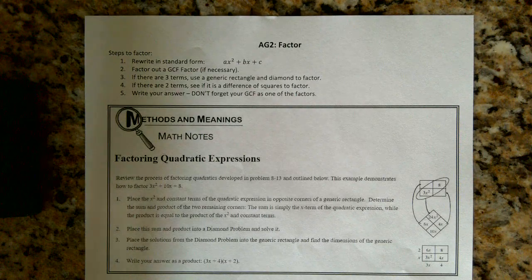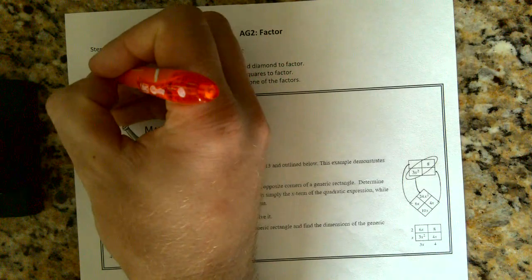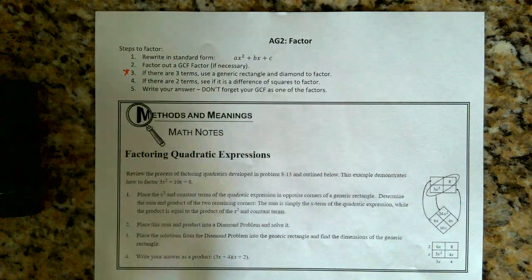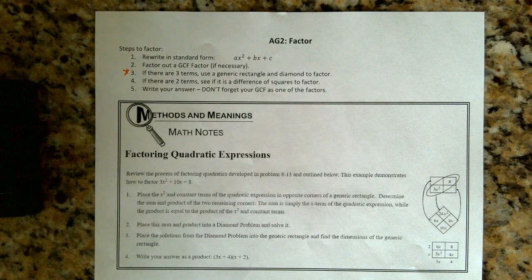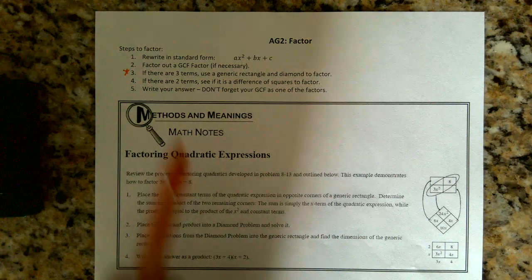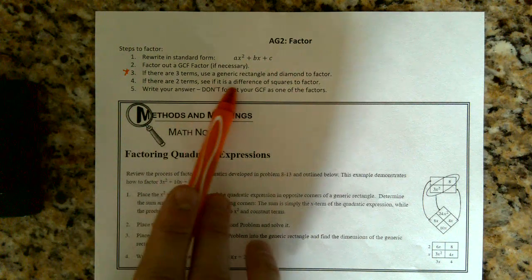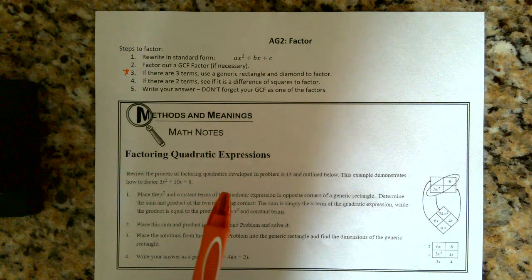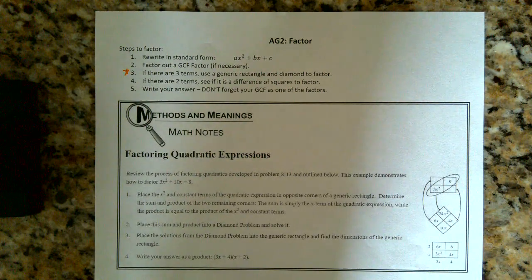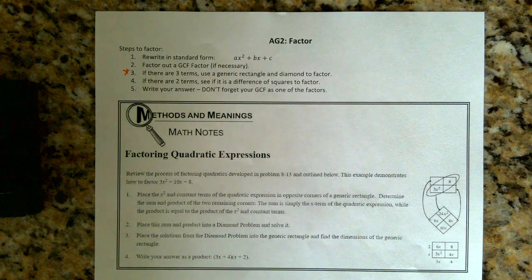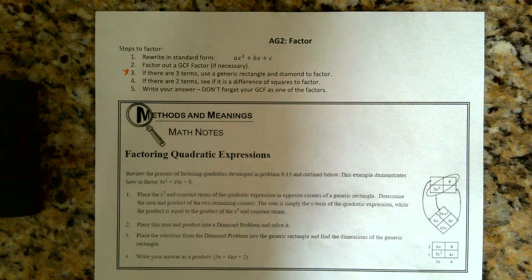What I'm going to tell you is that you do not need to do this, because we talked about how we can do the first, outer, inner, last method, and that's what we want you to do because it'll be a lot easier to factor. Number 4 says if there are 2 terms, see if there's a difference between them. We talked about the difference of squares, and we'll see one of those examples on the toolkit in a second. And number 5 says write your answer, don't forget the GCF. When you pull out that GCF, make sure you write it back into the term, so you get your simplified answer.